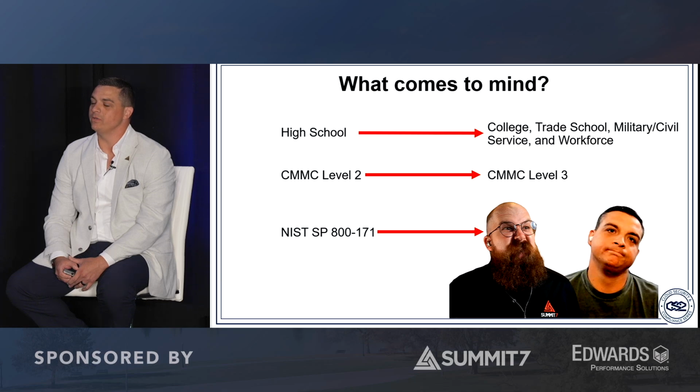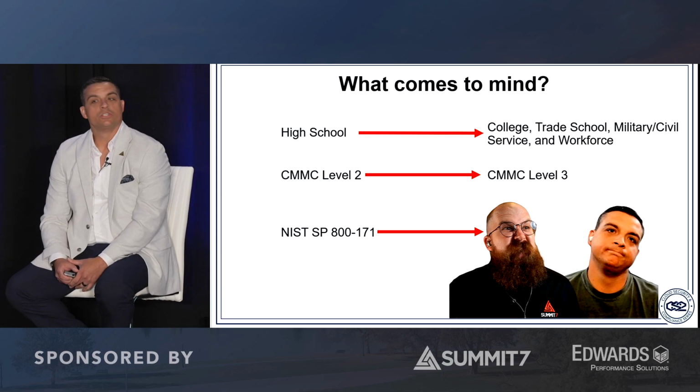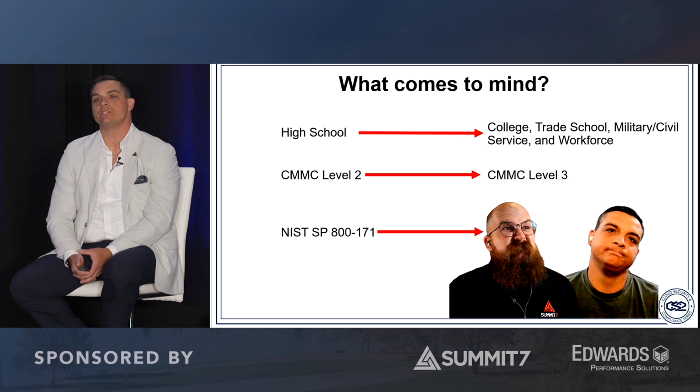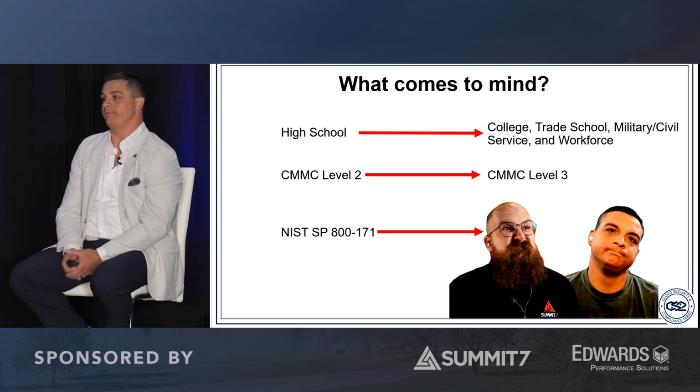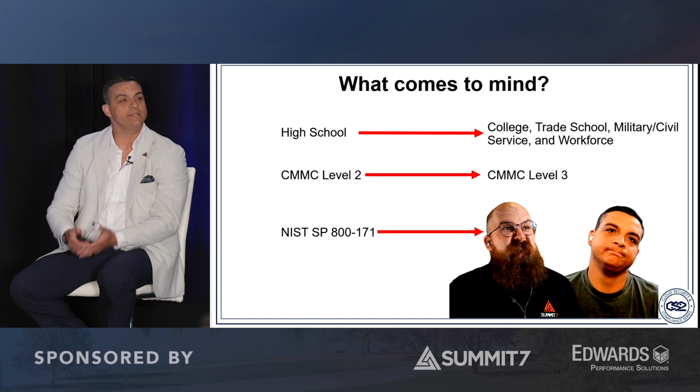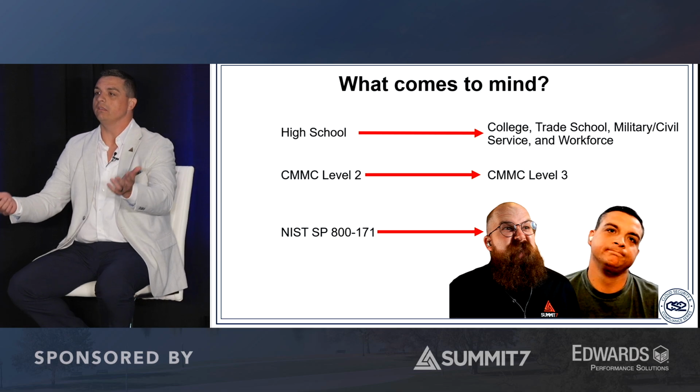NIST SP 800-171. What do you think comes next? 172. Oh, we were doing so good. So what happens is we're programmed, right? We're sitting here and we're thinking, because we have CMMC and we have to meet level 2, the next progressional step is what? Level 3.